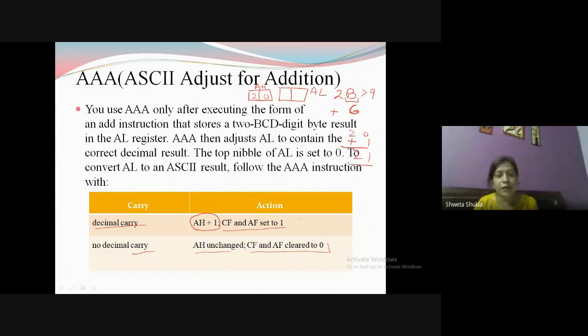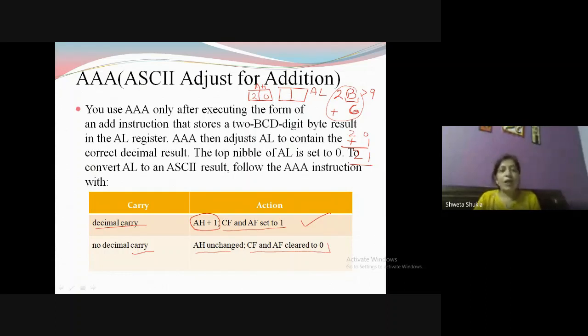Remember, this is the first case: if there is a decimal carry, then both the AL and the AH registers will be converted. If any carry comes after the addition of 2B plus 6, then you have to change the value of AH, and that carry will be added to the least significant bit of the AH register.